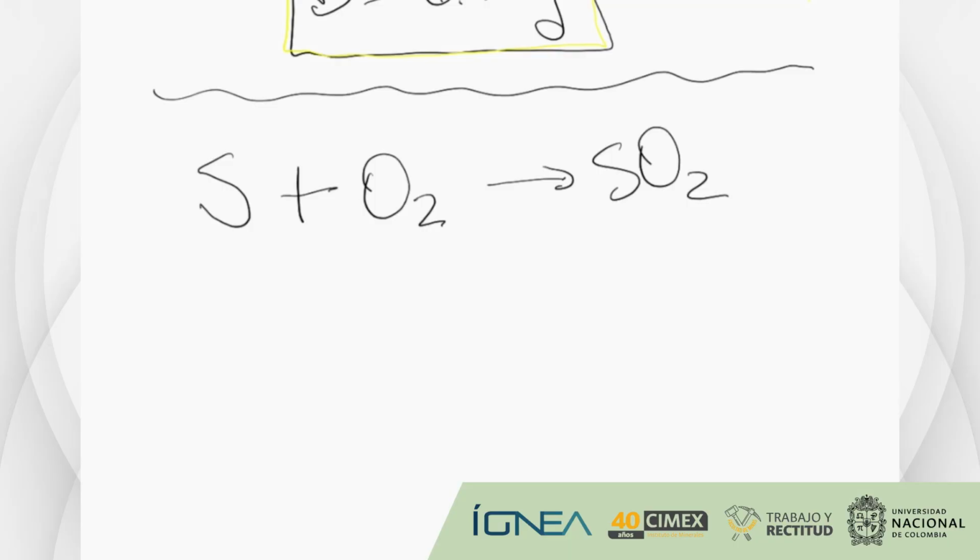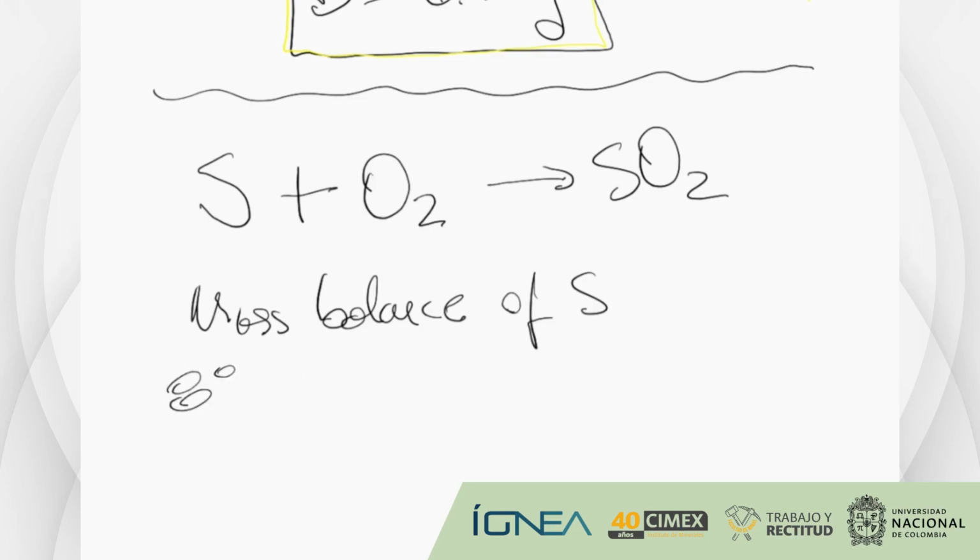But where is the sulfur? We need to do a mass balance of sulfur. We said that the total gases have 8% of SO2. This is the reaction we have to define now, and we need to calculate the mass balance that we have in the process.